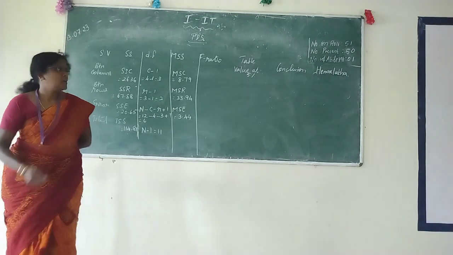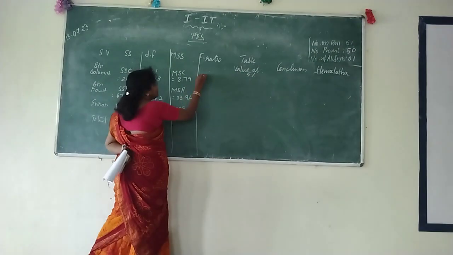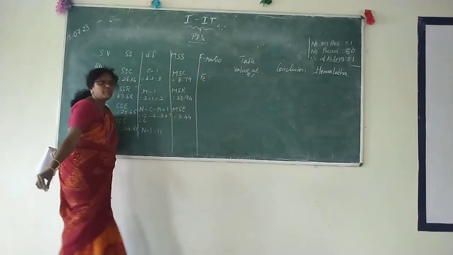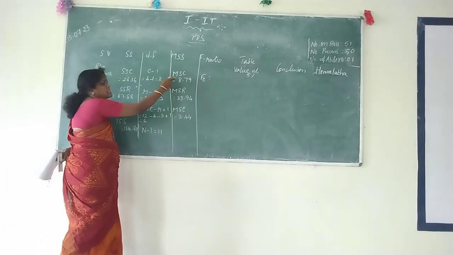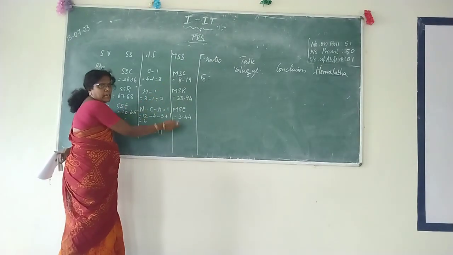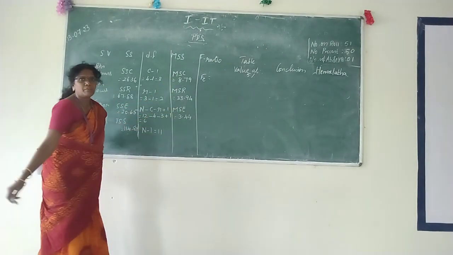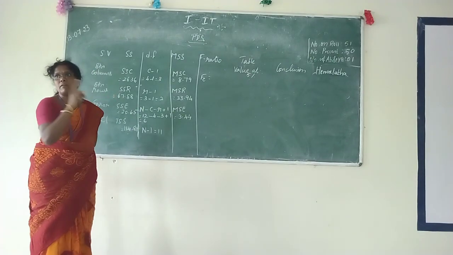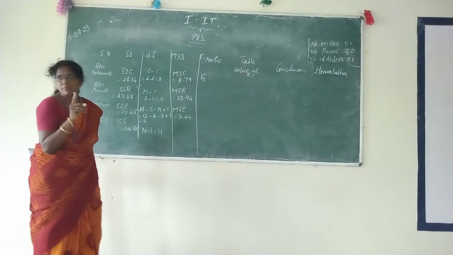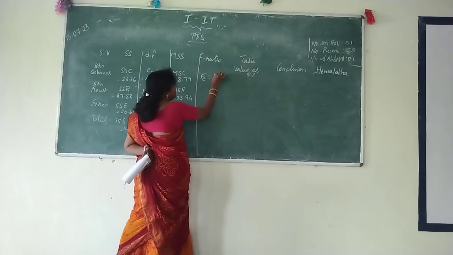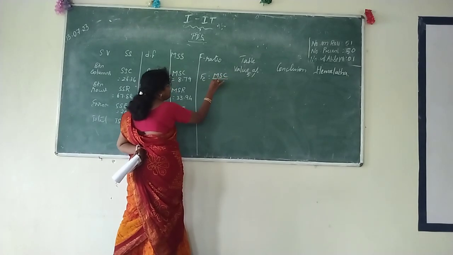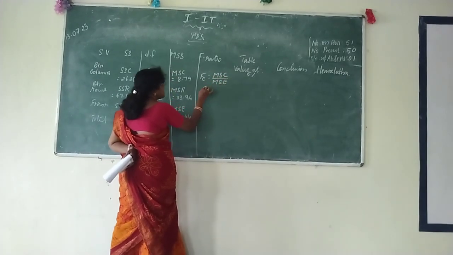Listen, continue. So find FC. Which two values you have to compare? MSC and MSE. C and E. Which is greater? C. See, you write it there, then we won't make mistakes when putting degrees of freedom. Okay, so write the formula. MSC divided by MSE. Find what is the answer?